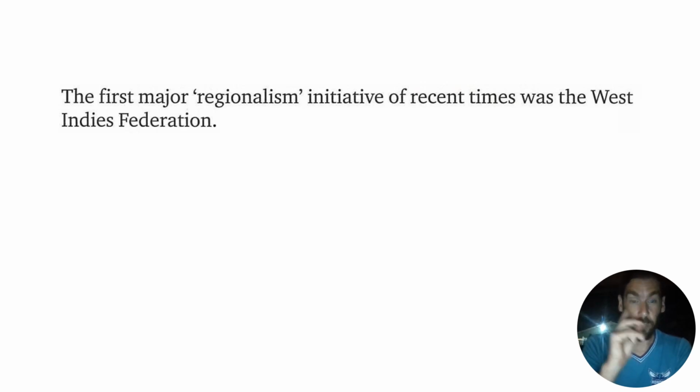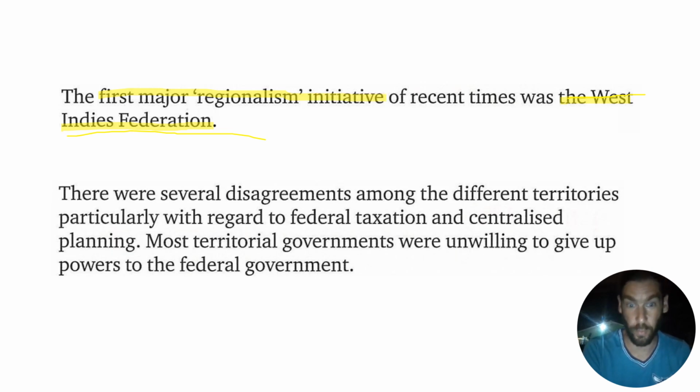We had integration before, and the first premier integration grandi was the West Indies Federation. That was the name of the corporation, the West Indies Federation, that attempt at further integration. It's the first major regionalism initiative. And there were several disagreements among different territories, particularly with regard to federal taxation, impuesto, and centralized planning.